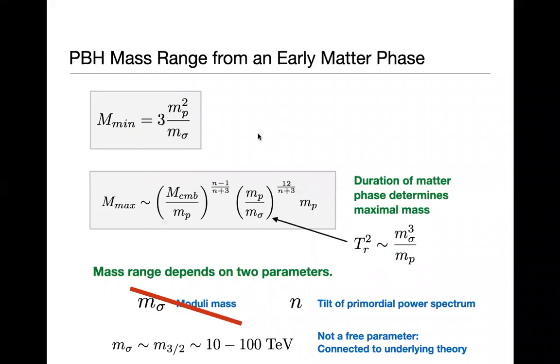So I don't have much time to discuss this, but what's curious about this is, if you have this matter phase, whether it's from a decay or moduli or something else, the minimal mass is set by the horizon size at the onset of the matter phase, but the maximal mass basically depends on the mass of the field that's driving this matter phase, and then also on the tilt of the power spectrum that you have to assume. So if you do this from a fundamental point of view, you could argue that the mass of this field should be in the TeV range. So that's not really a free parameter. What is a free parameter is the tilt of this power spectrum.